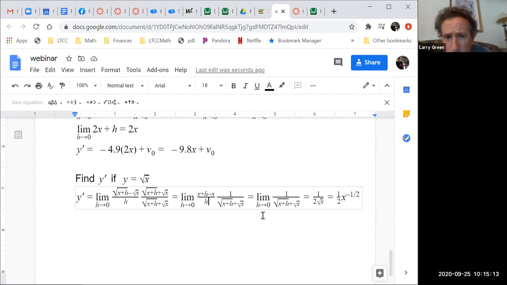Wouldn't it be 1 over x? So if h is 0, then you get root x plus root x on the bottom. Now root x times root x is x, but root x plus root x is not x. Root x plus root x is just 2 root x. Does that make total sense?